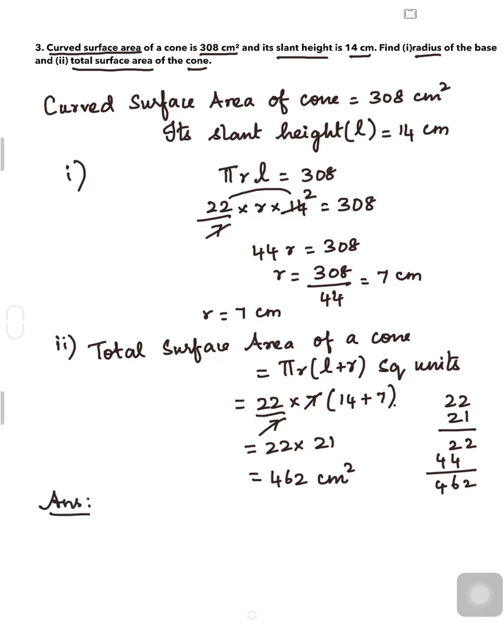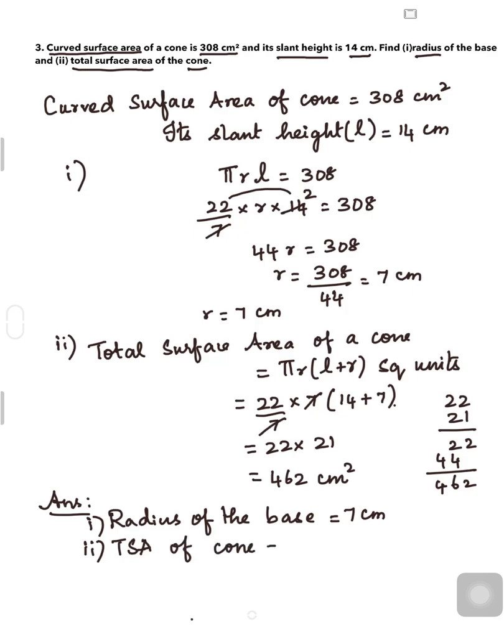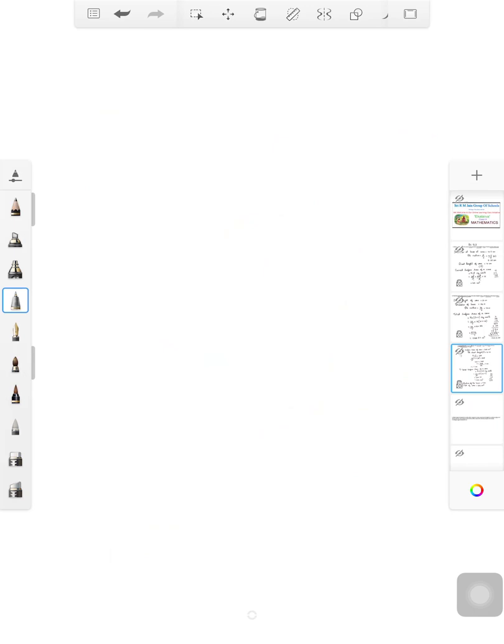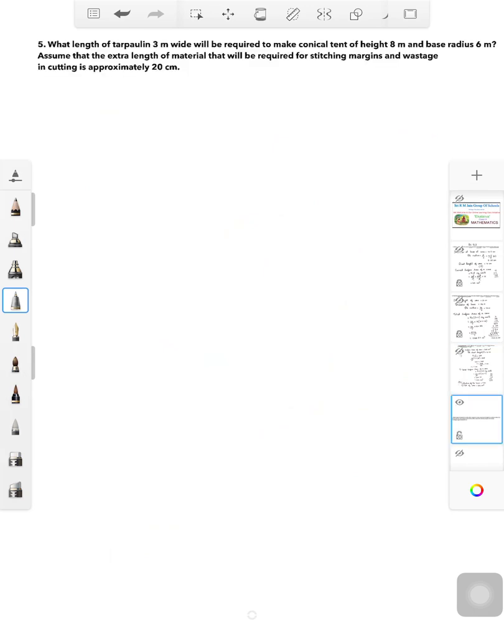So what they are asking you to find in the question? The first one is radius of the base, that we found as 7 centimeter. And what is the second one they are asking you to find? Total surface area, that is TSA of the cone, that we found as 462 centimeter square. Is it clear, children? Now we will move on to the next question.